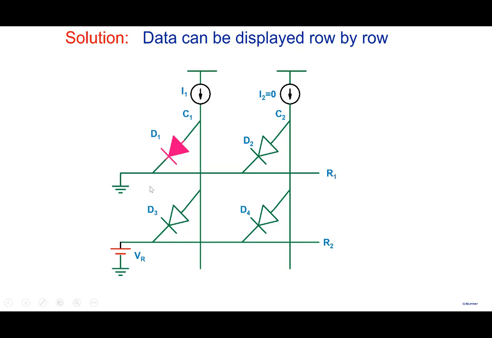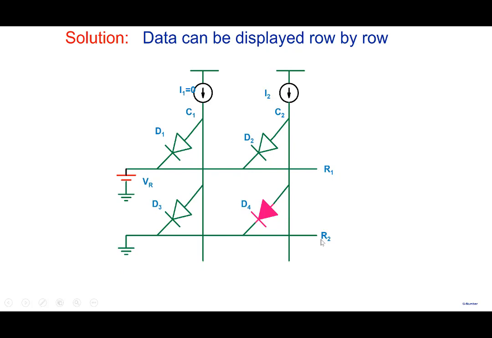So when you select a row, you make it ground, and all other rows that are there, you will apply a high voltage here. So all other LEDs will be reverse biased. So the current that you apply from here only goes through this LED and it turns on. Now, once you're done with row 1, then you go to row R2, right? And row R1 and all other rows will be reverse biased by applying a positive voltage. And now you wanted D4 to be on, so you pass current through D4.